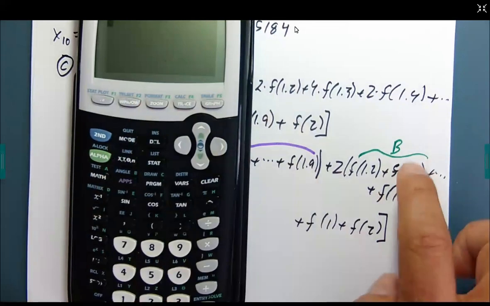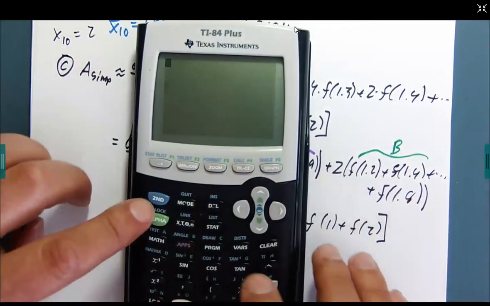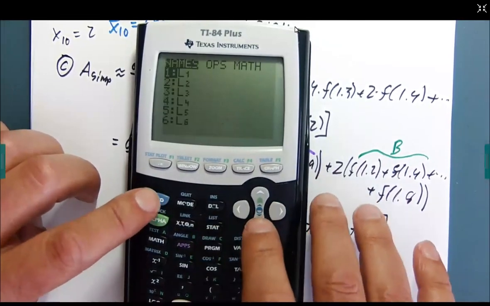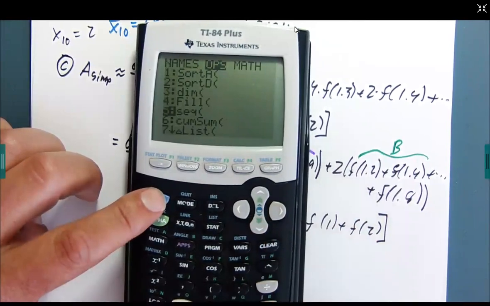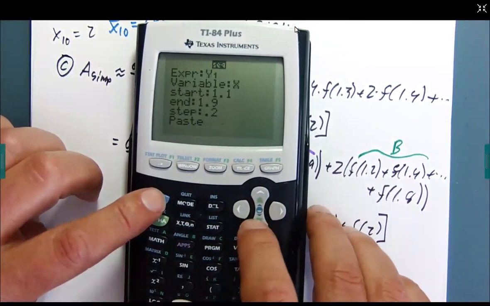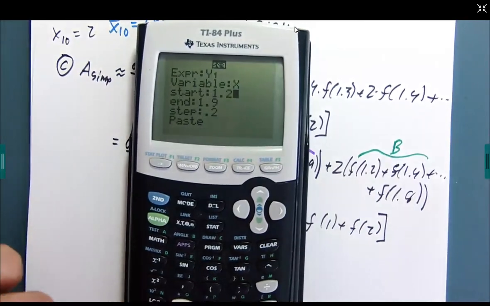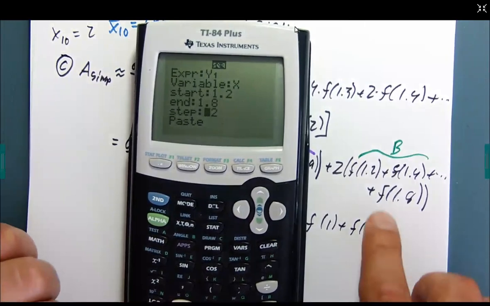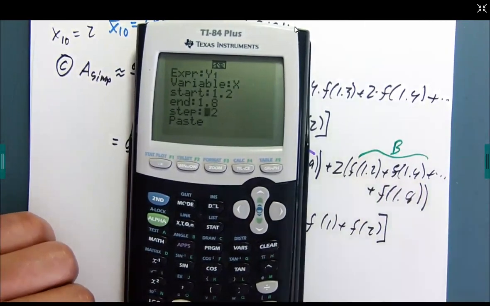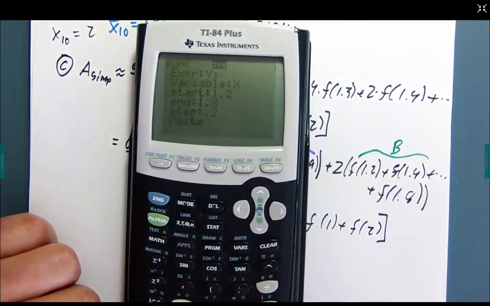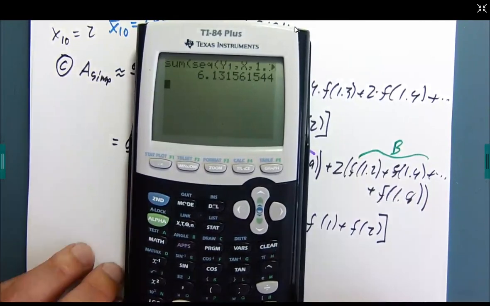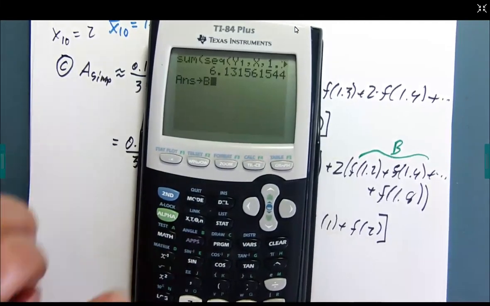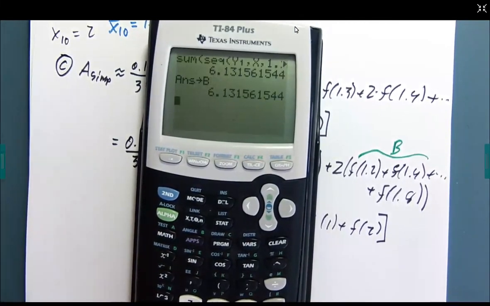I'm now going to do the same thing with B. So I'm going to go second stat, sum, second stat, sequence. Same function, same variable, but this time we're starting at 1.2 and we're going up to 1.8. And the step size is 0.2. You can see the difference there is 0.2. So we're going to paste. All right, now I'm going to store, remember STO, into alpha B. Okay, now we're talking.